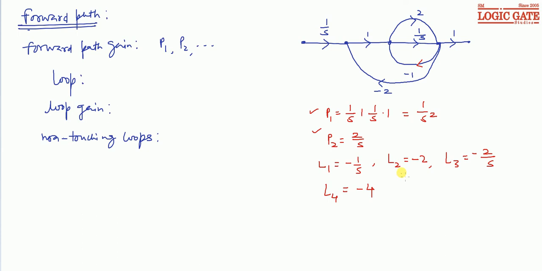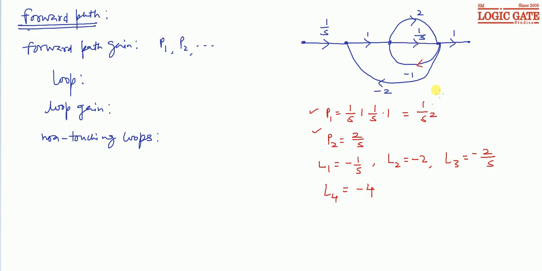Now let's find out the non-touching pair of loops. So see, in loop 1 and loop 2, these two nodes are common, so they are touching loops. For L2 and L3, this loop is L2 and this one is L3. So these two nodes are common, so they are touching loops.